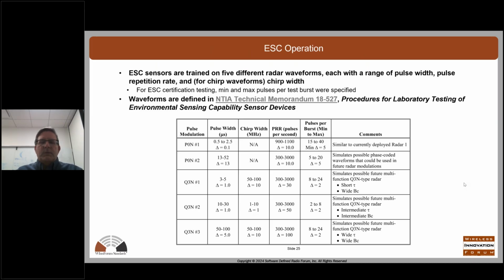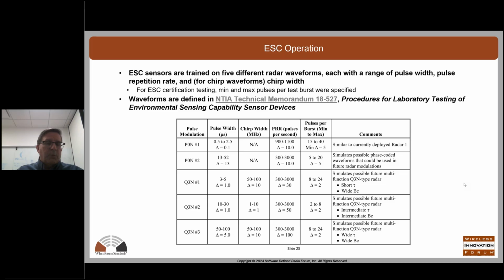The ESC operation, we're not required to detect any activity. There are 5 defined DoD radar waveforms that the ESCs have to be designed to detect. They can ignore everything else, but they do have to detect these waveforms. They were defined by DoD and NTIA, and our ESCs were tested in the lab at NTIA ITS accordingly. There is this NTIA technical memorandum 18-527, which has all these details in it as to what we have to detect and how.